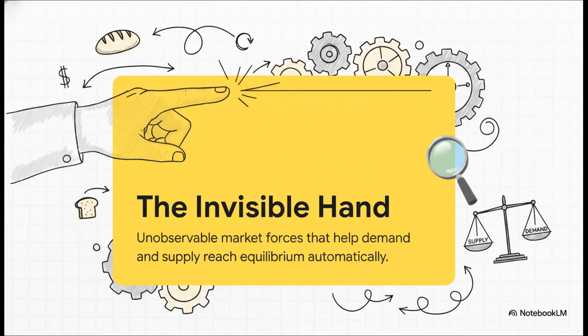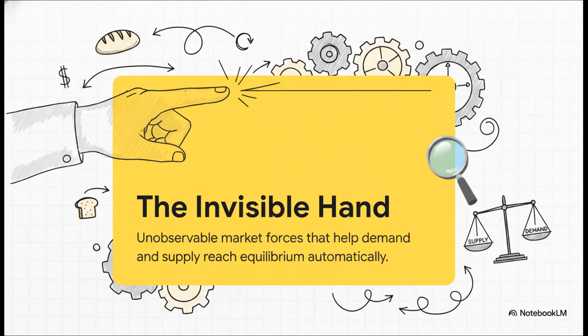Now here is where Smith's most famous concept comes into play. In a system with all these moving parts, you might think you need a king or a government strictly dictating what gets made. But Smith introduced the invisible hand. He realized that if a baker wants to make more money out of pure self-interest, they will naturally try to bake better, cheaper bread to beat out their competitors.